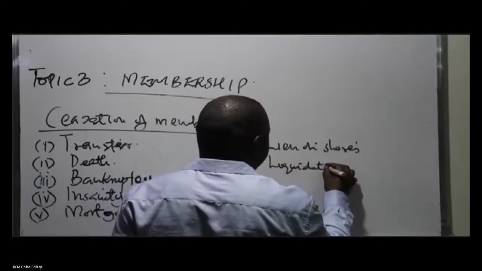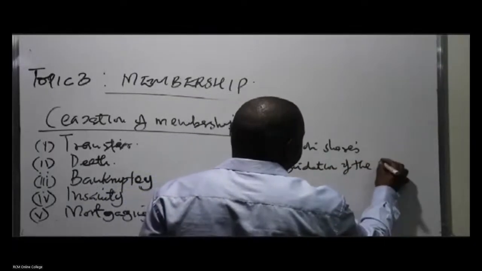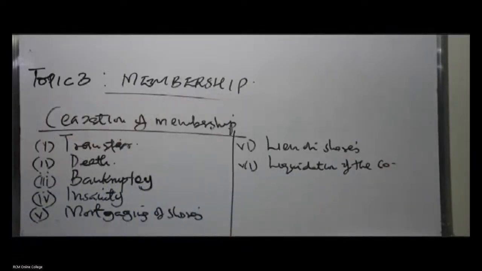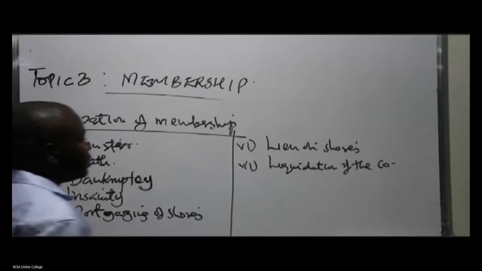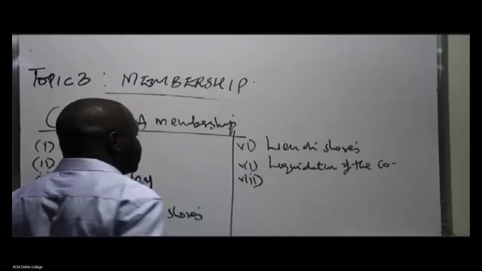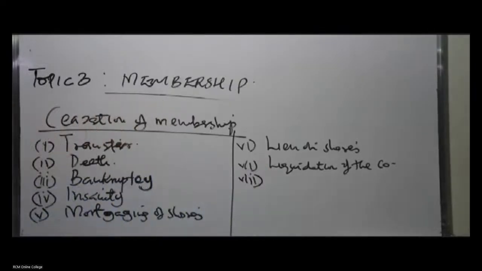Liquidation of the company. So you have lien on shares, liquidation of the company, transfer of shares, death, bankruptcy, insanity, mortgaging of shares. Which other have we not actually been able to mention?